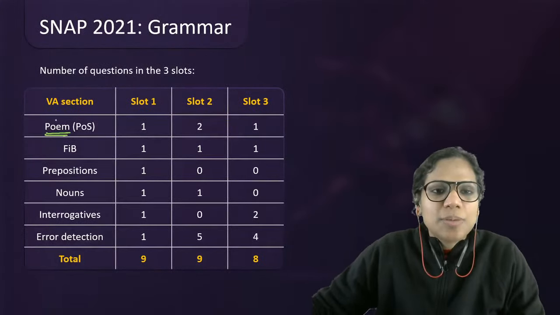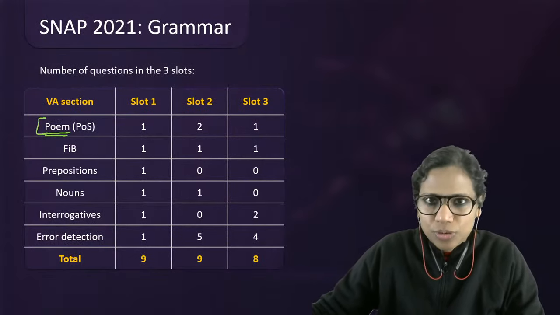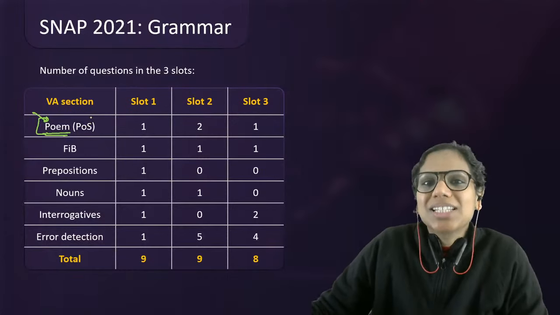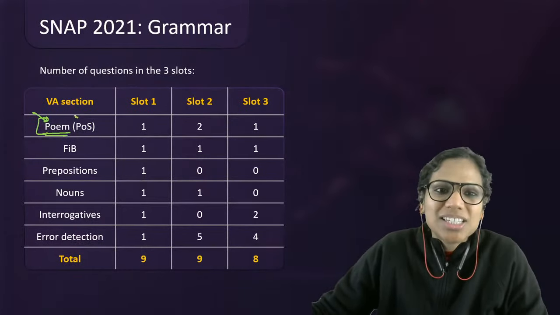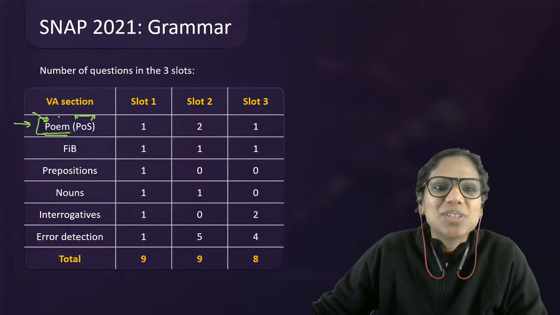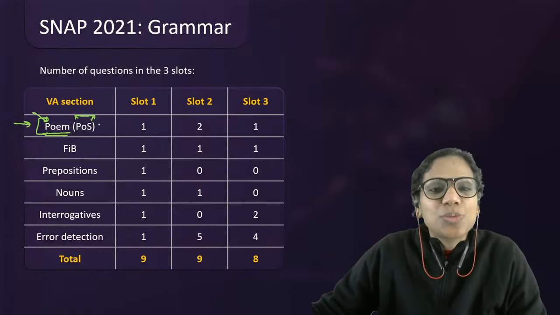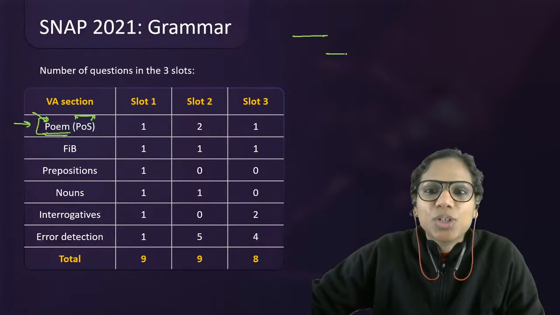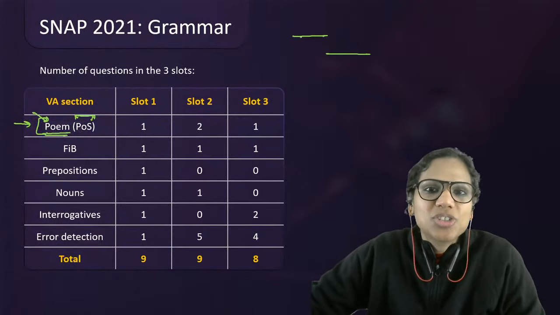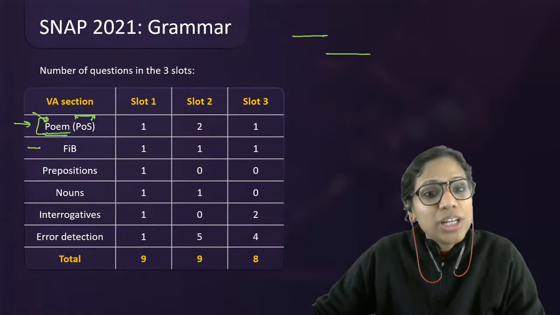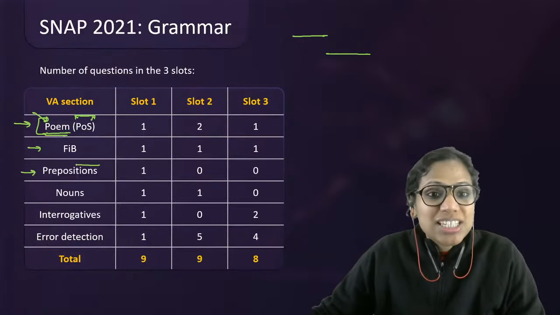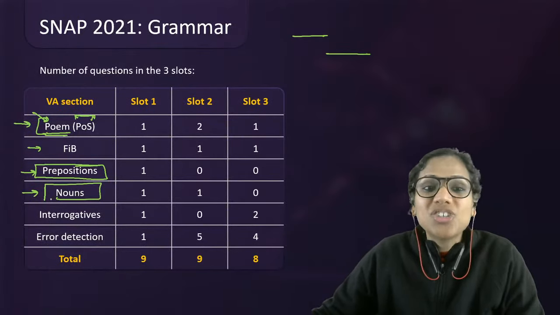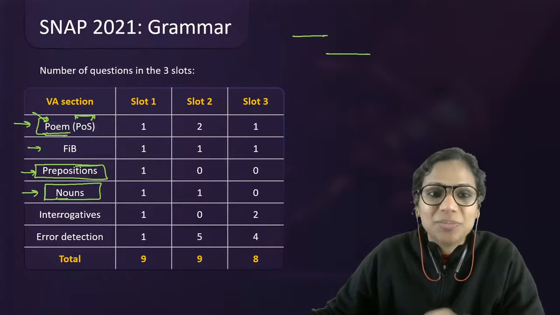So for the last couple of years, SNAP has been asking a poem, right? However, they don't ask a reading comprehension question, so to say, based on a poem. They ask a part of speech question. So that's why it comes under grammar, right? So prepositions based on poems, verbs, etc. Basically, they'll underline a word or a couple of words and then they'll ask you which parts of speech these words belong to. Fill in the blanks. Prepositions, see separate questions on prepositions. Nouns. So parts of speech, again, you see, they are important.